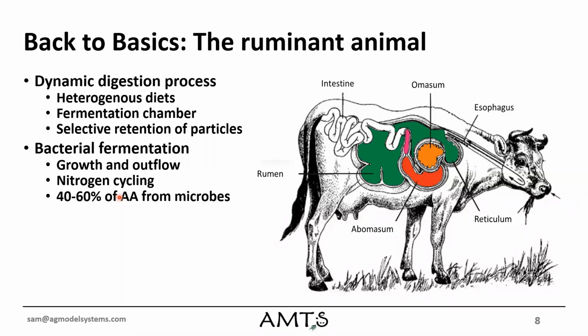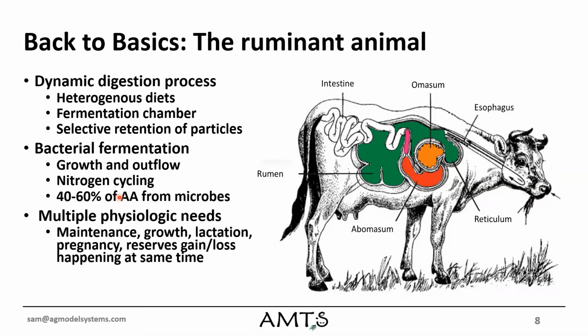Now, the other one that I want to point out here that sometimes we forget is that we're also trying to feed a different type of animal compared to our non-ruminant species. So we have to deal with multiple physiologic needs all at the same time. A lactating dairy cow is going to have to be providing nutrients for maintenance of her body, growth probably, lactation, pregnancy for quite a few of our animals, and then reserves, gain, and loss. And it's all happening at the same time throughout that lactation cycle.